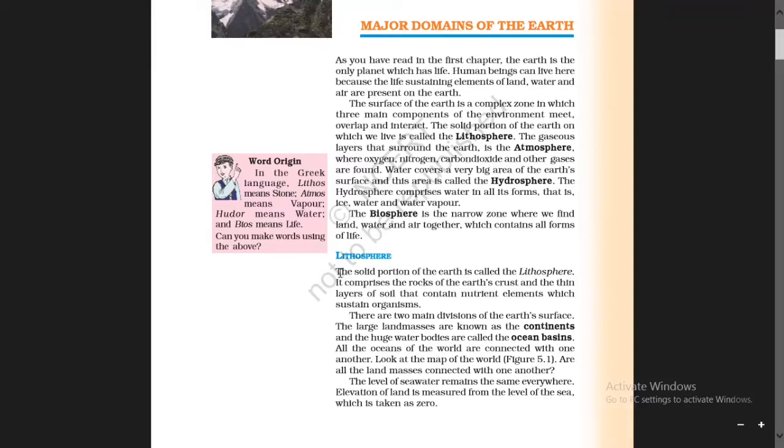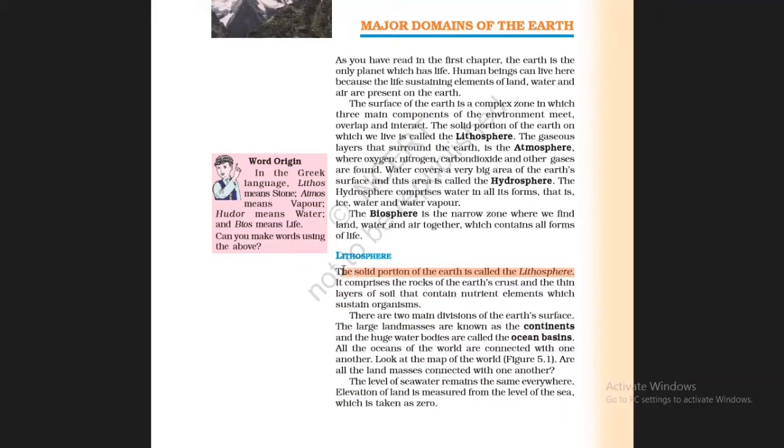As you have already learned in the above paragraph, the solid portion of the earth on which we live is called lithosphere. Boys, these terms you must know. What is lithosphere? What is atmosphere? What is hydrosphere and biosphere? So just underline it and learn it by heart. Now let us see lithosphere. The solid portion of the earth is called the lithosphere. You can mark it here and learn this by heart.